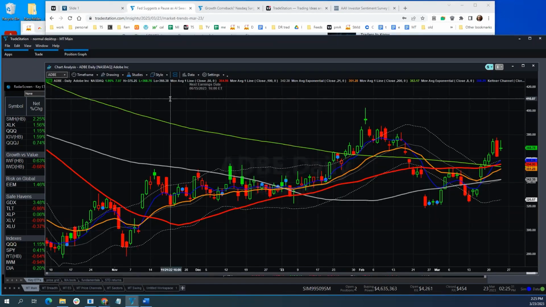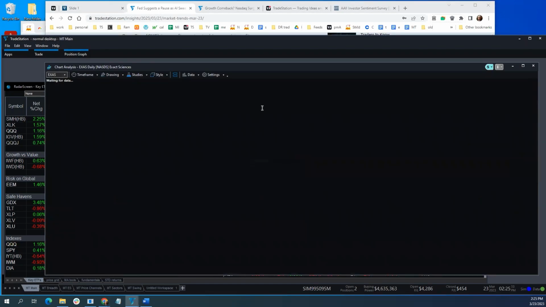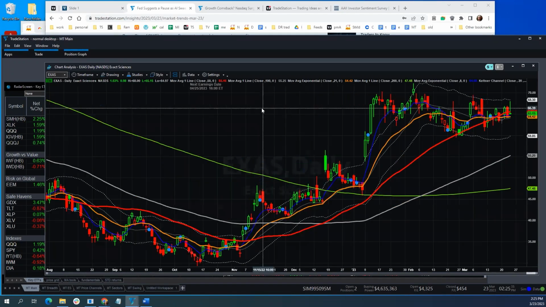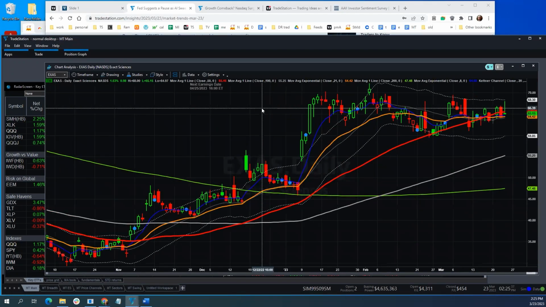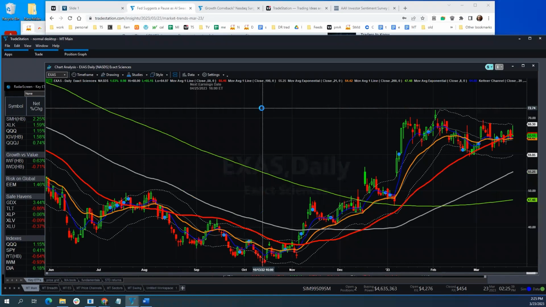Exact Sciences. This is an oncology stock. Most healthcare has been pretty bad, but this is a name I was just watching, kind of holding this level. I'm really not sure what's going on with healthcare. I think most of them are looking pretty bad to me. There's certain things that are going to be, like I said before, and actually I don't have the details on it now, but I mentioned this a couple of webinars ago.